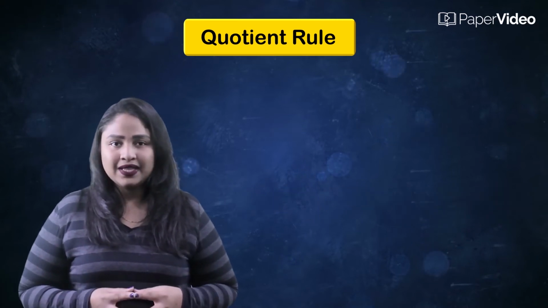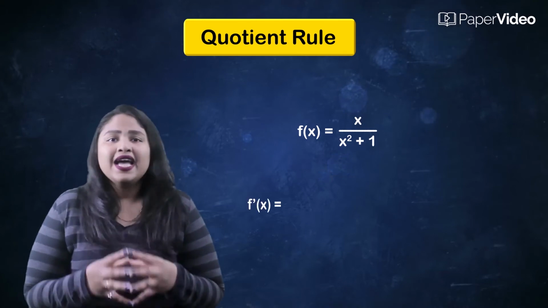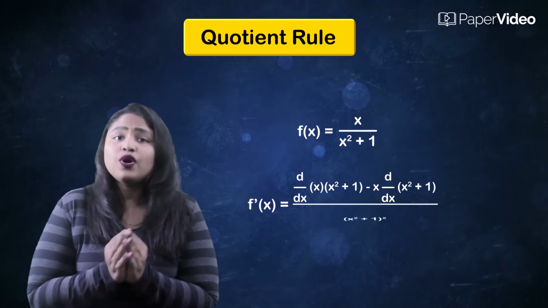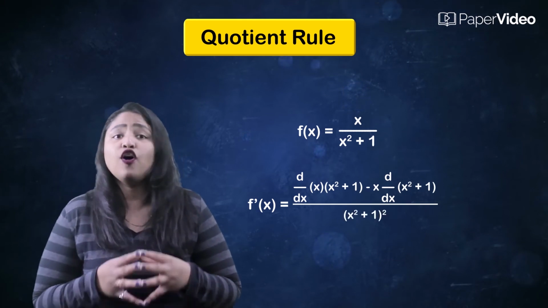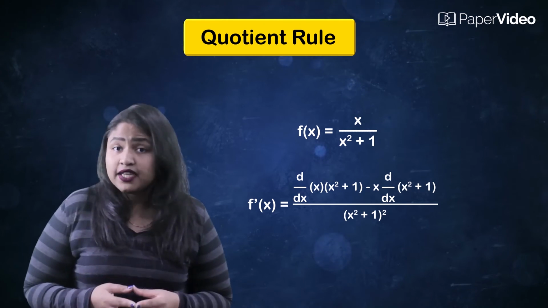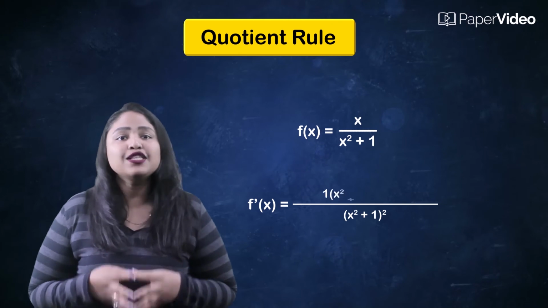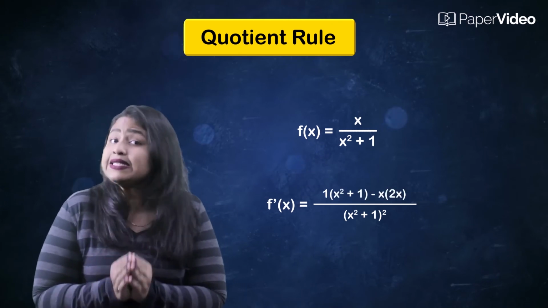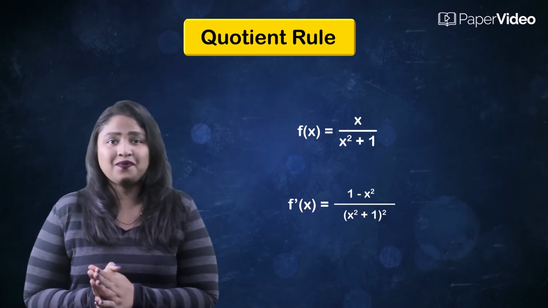For example, let f of x equal this. Then f dash x equals the derivative of x into x square plus 1 minus x into the derivative of x square plus 1, divided by x square plus 1 whole square. The derivative of x is 1 and the derivative of x square plus 1 is 2x. Therefore, f dash x equals this.